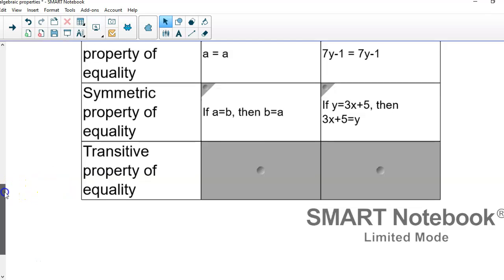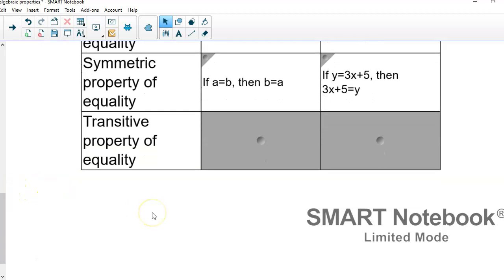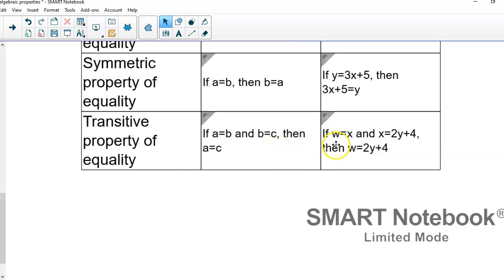And then finally, we have the transitive property of equality. The transitive property of equality really reminds me of the law of syllogism that we just talked about. It says that if A equals B and B equals C, then A equals C. So they cut out the B that was in the middle and they went straight from A to C. That's called the transitive property. An example of that would be like this. If W equals X and X equals 2y plus 4, then W equals 2y plus 4. They cut out the X in the middle and just went straight from W to 2y plus 4. I might have said minus 4, but I meant plus 4.